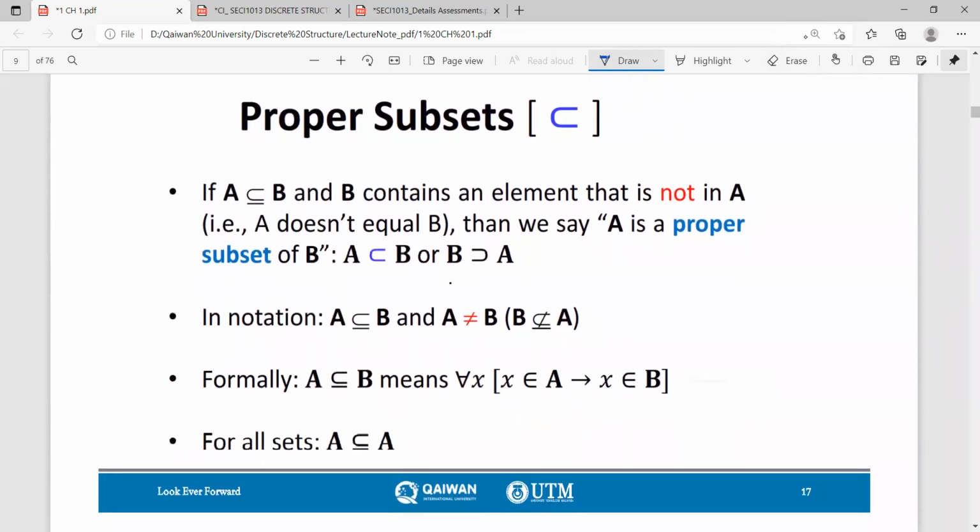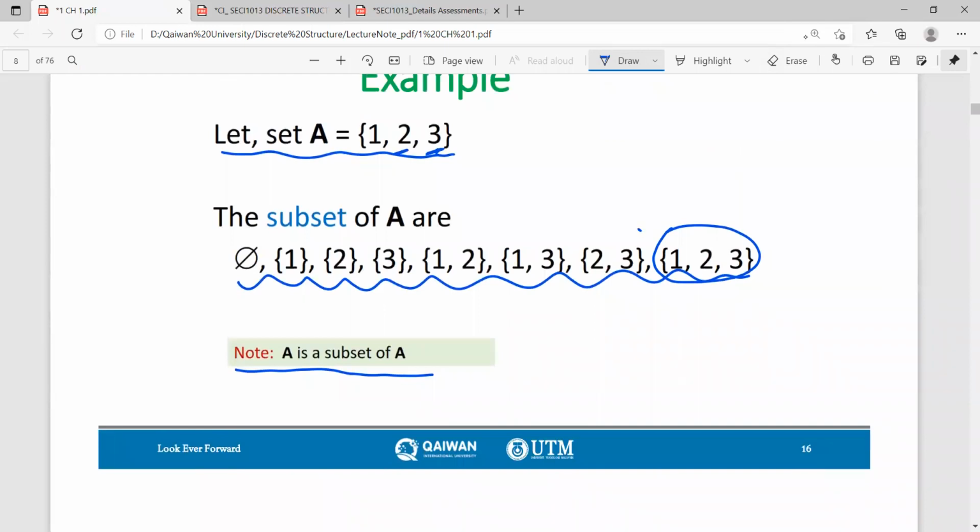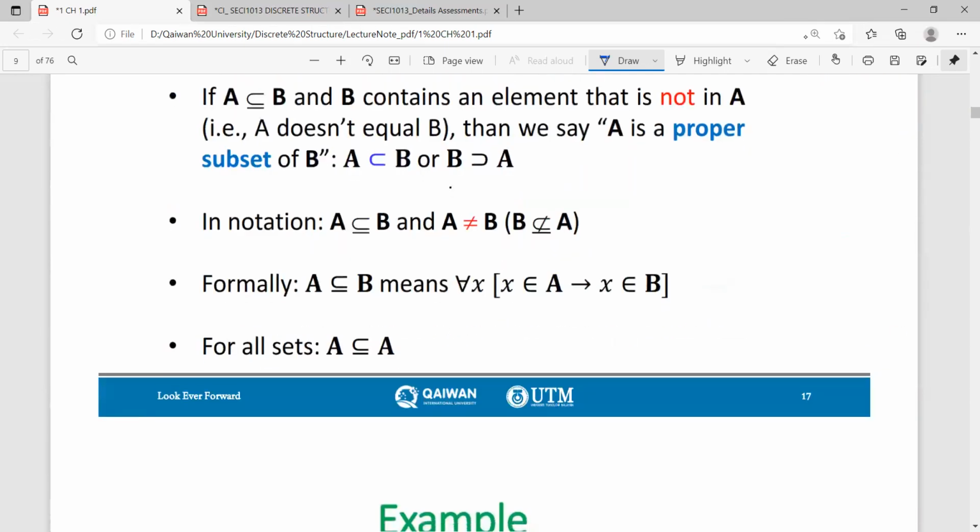And we have proper subsets. Proper subset means it belongs to the set, but is not equal to the set. As you see here, all these sets are proper subsets of A, but this one is not. It's not a proper subset of A because it equals A. Okay. This one, the set 1, 2, and 3, is not a proper subset of set A because it equals the set. We say a set is a proper subset of another set if it doesn't equal it. Okay.